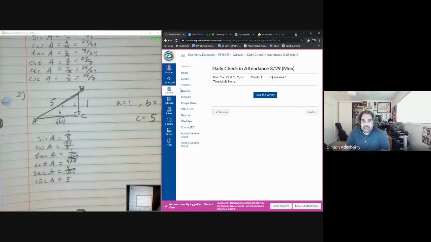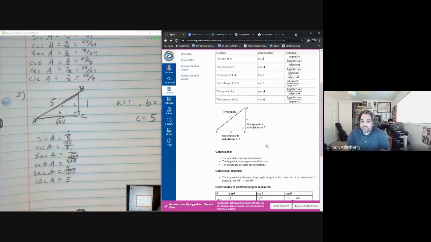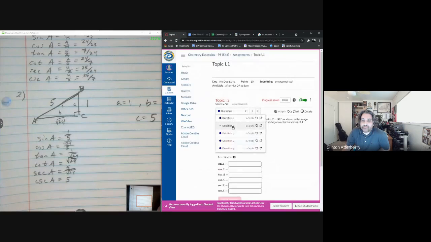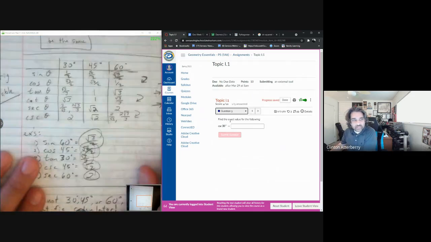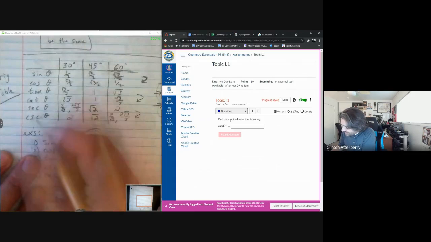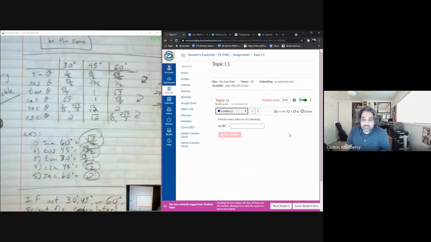Whoops, that's not what I wanted. Let's go to question 3. It says find the exact value for the following. This is where you want to use that table, so have your notes, have that table written. It says find the exact value for the cosecant of 30. Cosecant 30 is just 2.